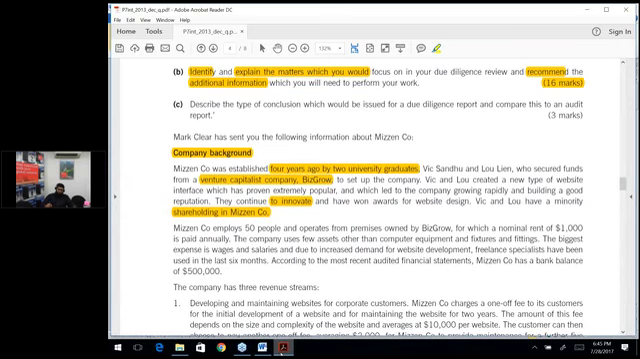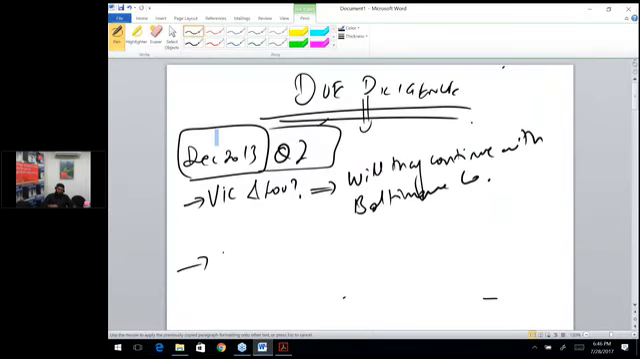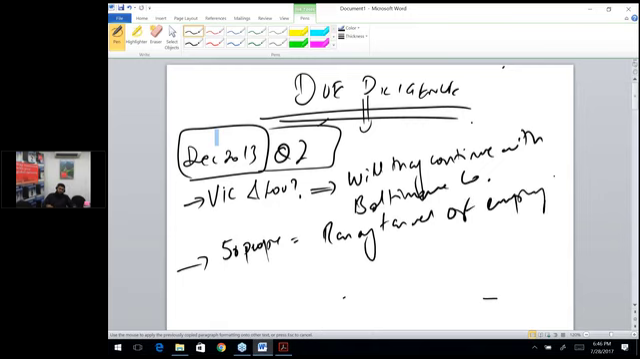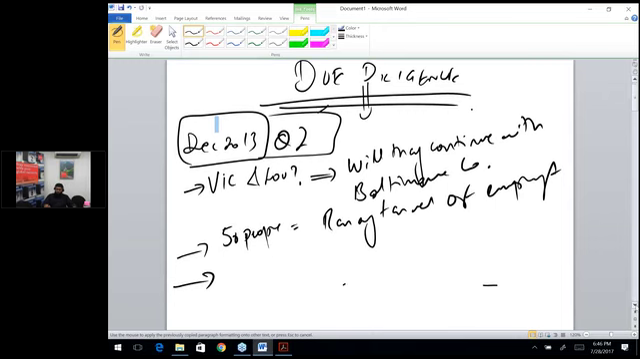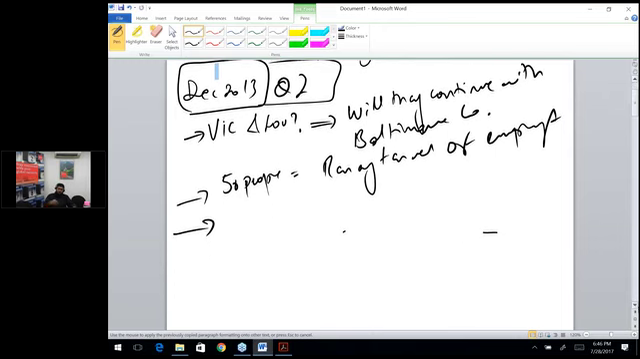Now next. They created a new type of website interface, etc. Now, Mizzen company employs 50 people and operates from premises owned by BizGrow, for which a nominal rental of $1,000 is paid annually. Number one of them is the 50 people: the remaining tenure of employment. What is the remaining tenure of employment? That's also important.